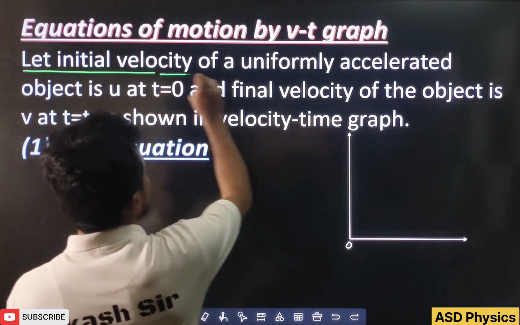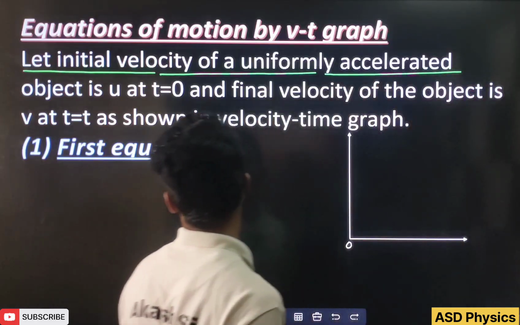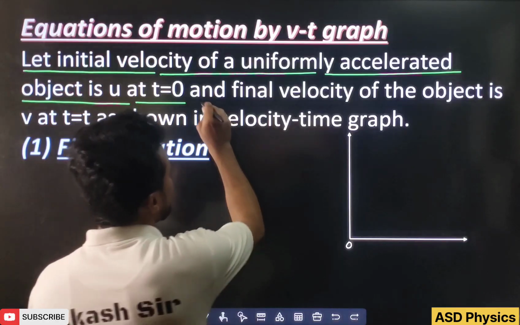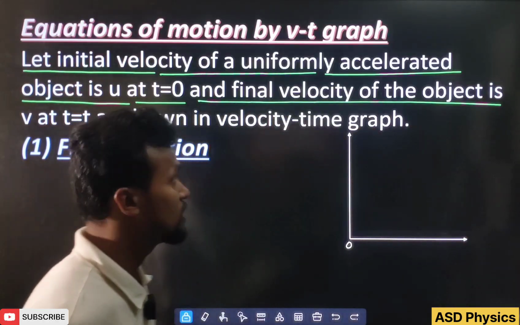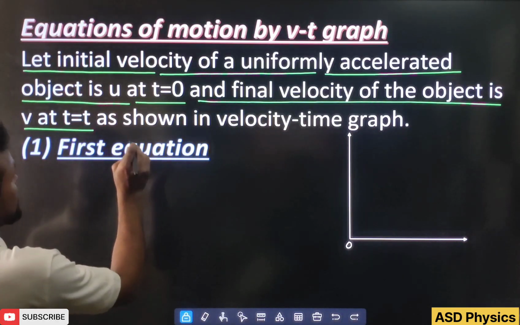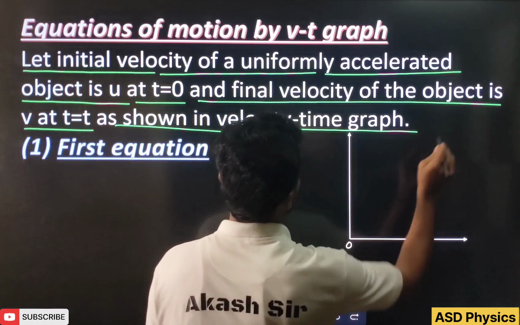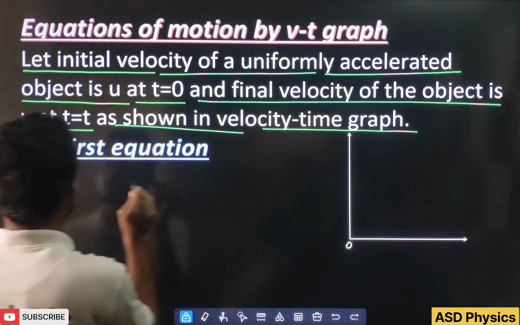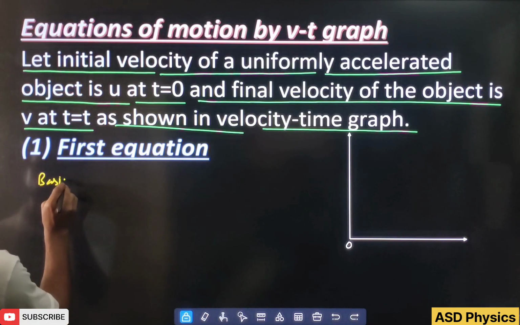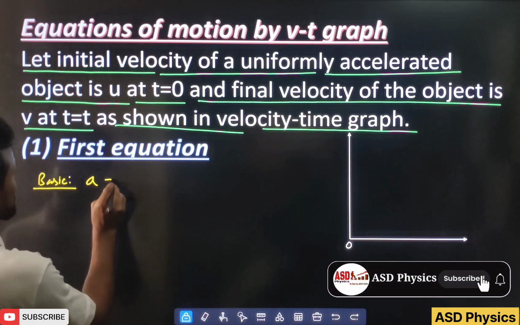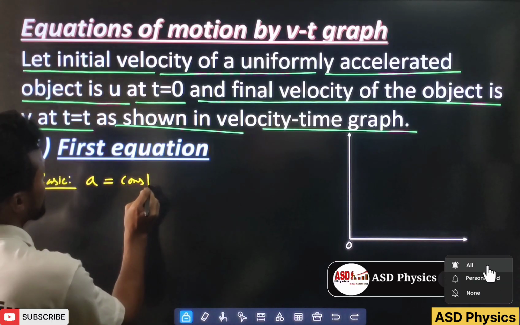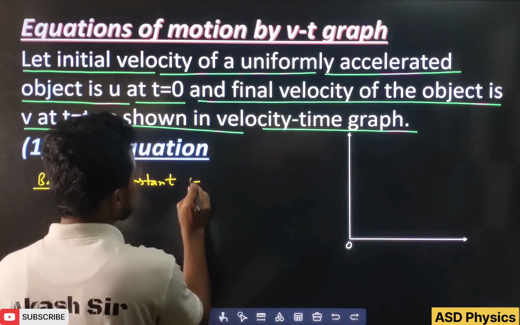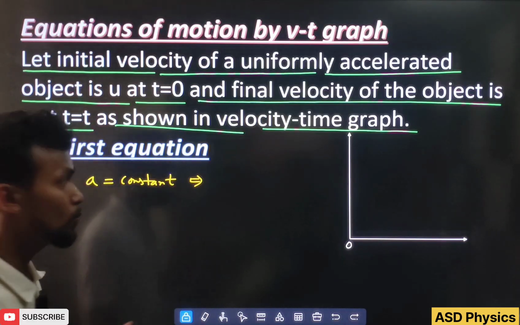So here, let the initial velocity of a uniformly accelerated object be u at t equal to 0, and the final velocity of the object be v at t equal to t, as shown in the velocity time graph. First, a very basic thing to remember: in equations of motion, acceleration is constant. And you know very well, acceleration means the slope of the VT graph.